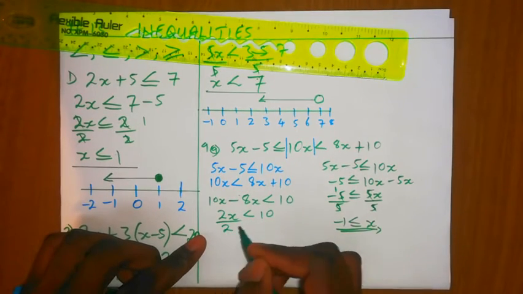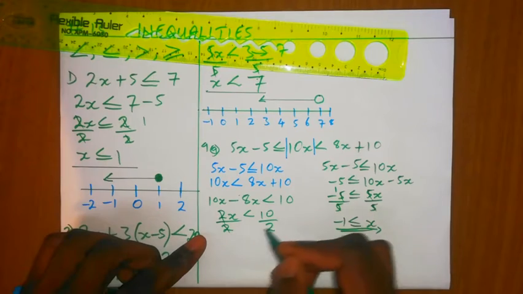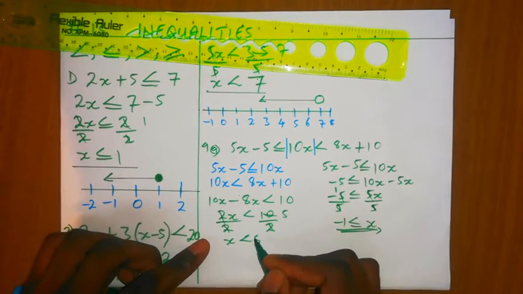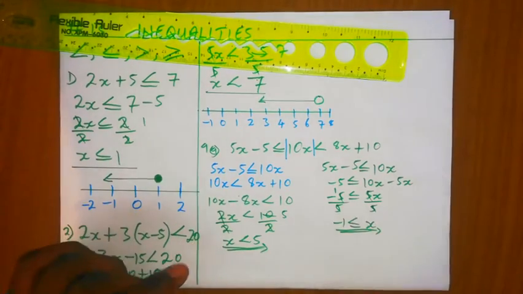I'll then divide both sides by 2. By 2 there, it's going to be 5. So x is less than 5. This is my second answer. Then I'm going to the final answer.